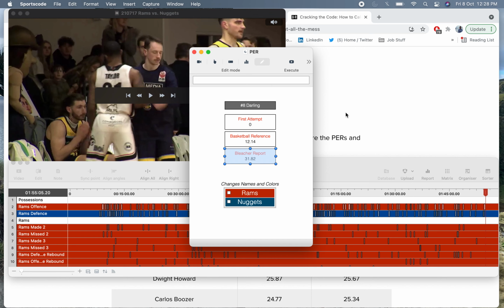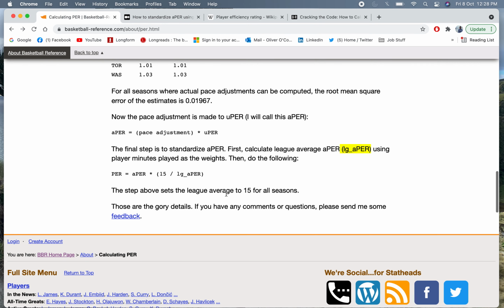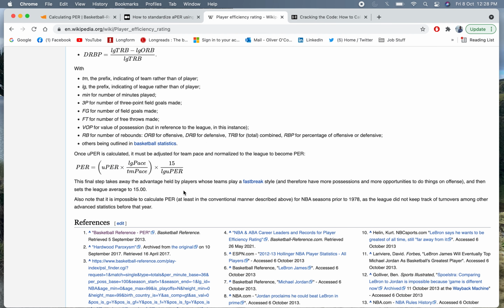So again, if you have any idea what any of this means down here, I'd love to know. What is adjusted league APER? Wikipedia doesn't really tell you either. It just says the same thing, like just calculate it by league PER, which is not helpful at all.